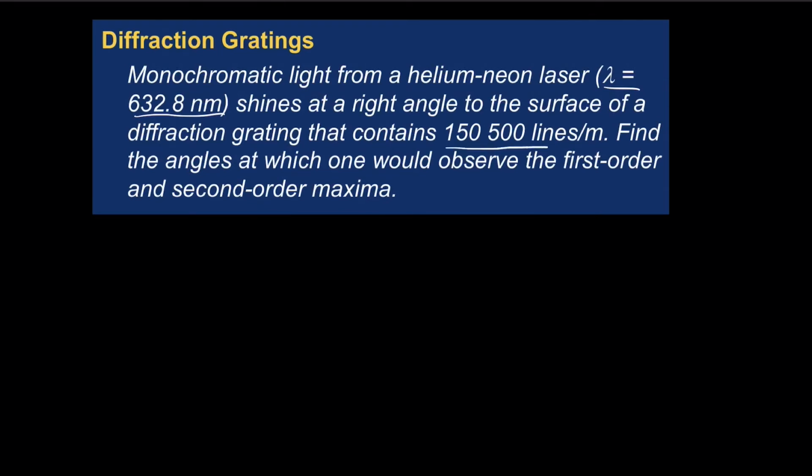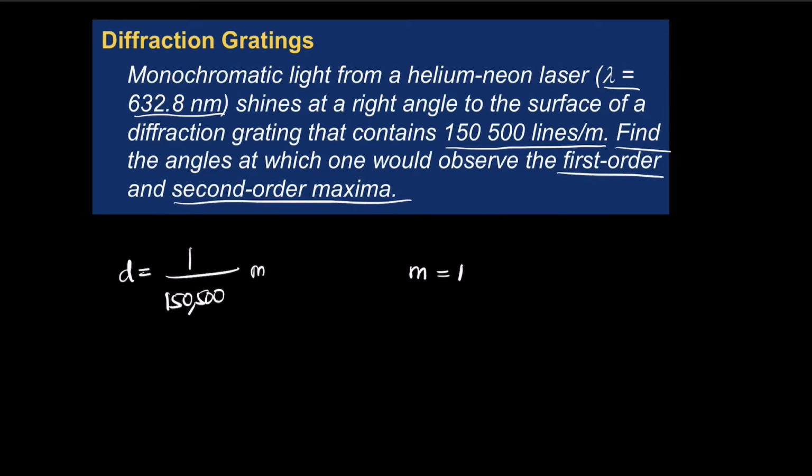Remember this, they have given per meter 150,500. So d becomes 1 over 150,500 meter. They have asked us to find the angles at which one would observe the first order and the second order maximum. So for m equal to 1 and m equal to 2, they are asking you to find theta 1 and theta 2. So try to use the data that we have in the problem. So lambda is given, 632.8 nanometers. So use the data and try to solve the problem. Pause the video right here and try to solve this problem.